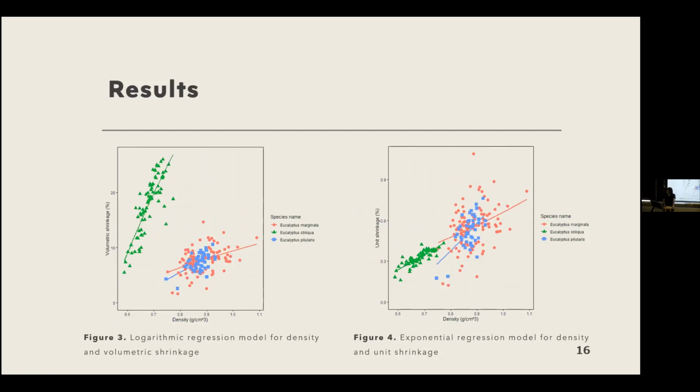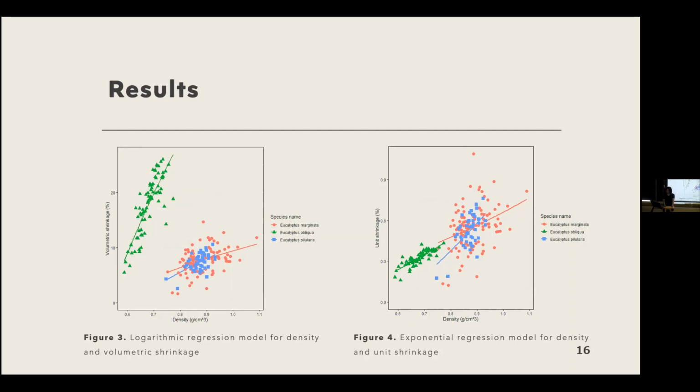And also the best fit model for the relationship between density and volumetric shrinkage and the relationship between density and unit shrinkage show a similar result, that with the density change, Eucalyptus marginata and Eucalyptus pellita will have low volumetric shrinkage degree change.